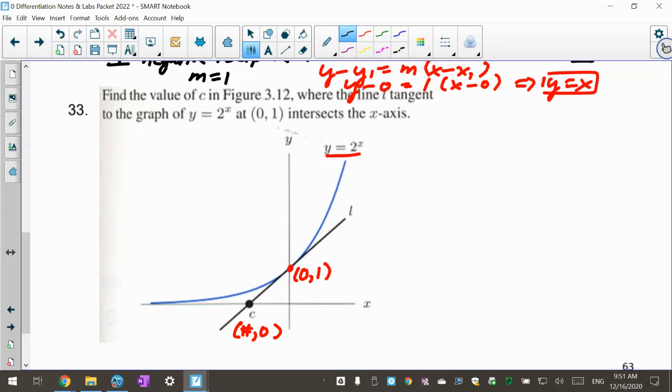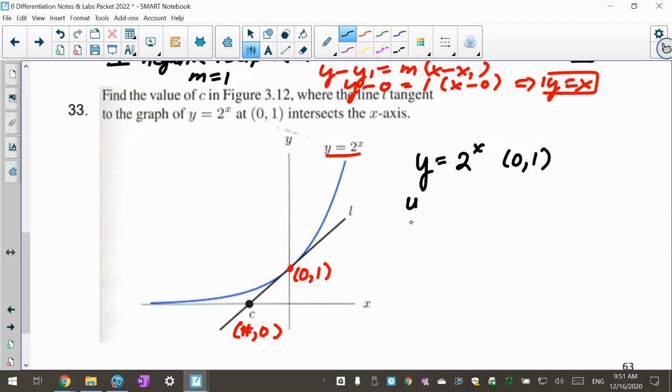Well, first of all, this is the information I have. I have this exponential function, I have a tangent line, and I have that it crosses at the point (0, 1). And I know eventually I have to figure out what this point is. So I'm thinking, all right, if I find the equation of the tangent line, I then could figure out what that number would be. So let's see what we can do.